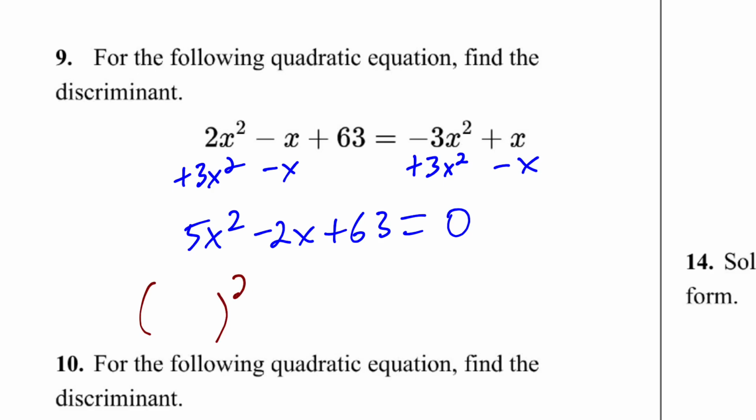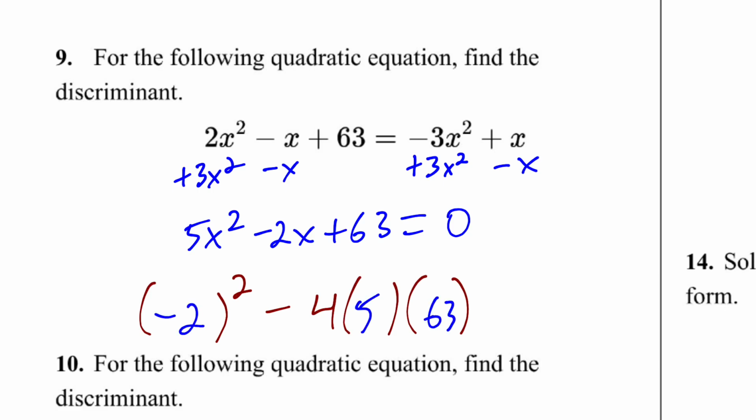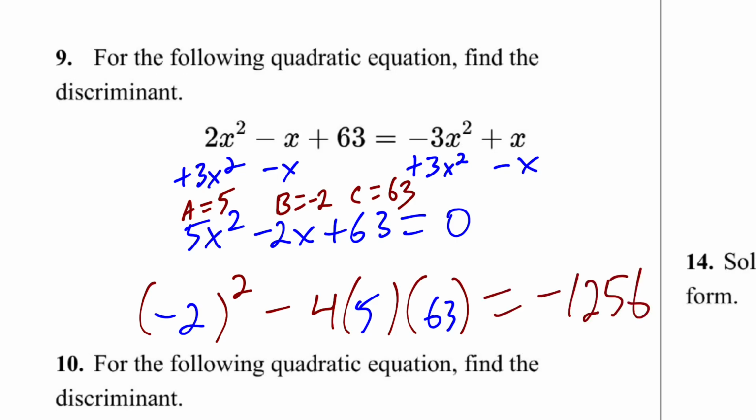So when I plug into my equation, b squared minus 4ac, the values here are negative 2, 5, and 63. It's tempting to look back to the top and use some of the original values, but those are not my a, b, and c. Here you can see that a is 5, b is negative 2, and c is 63. So the answer to this one is negative 1,256.